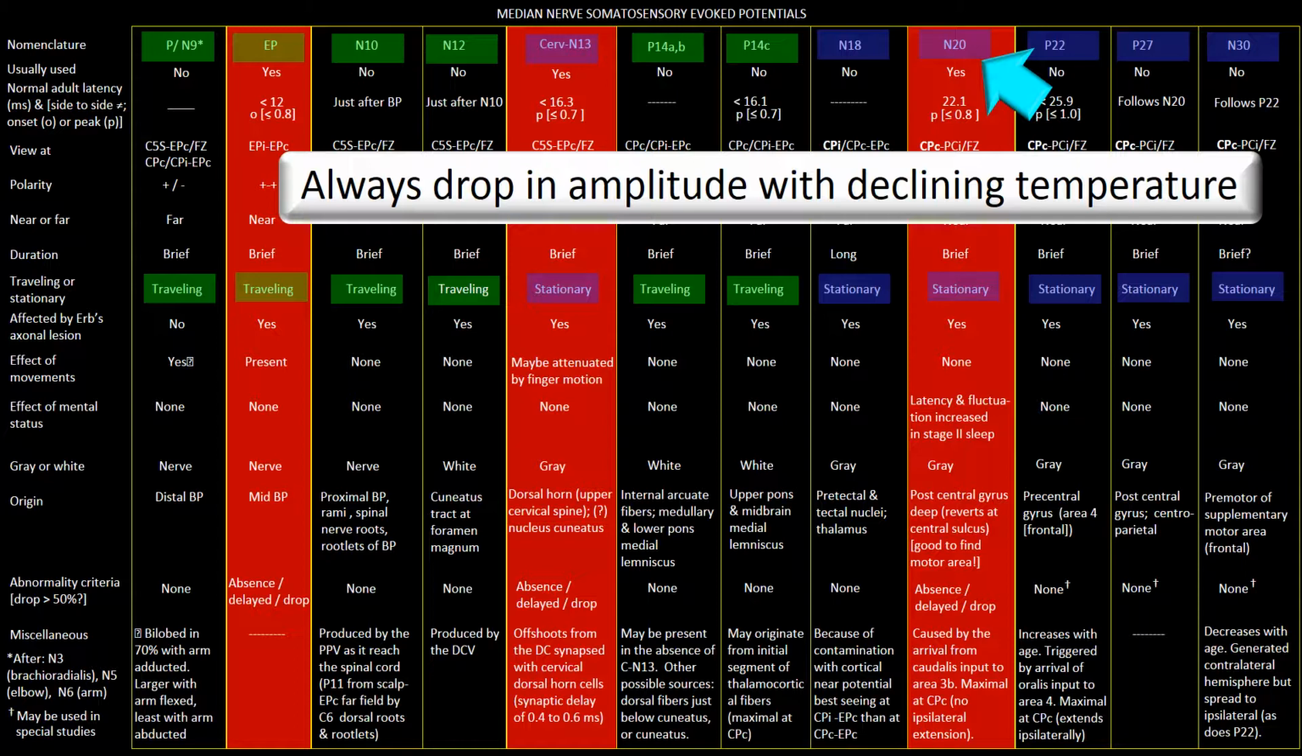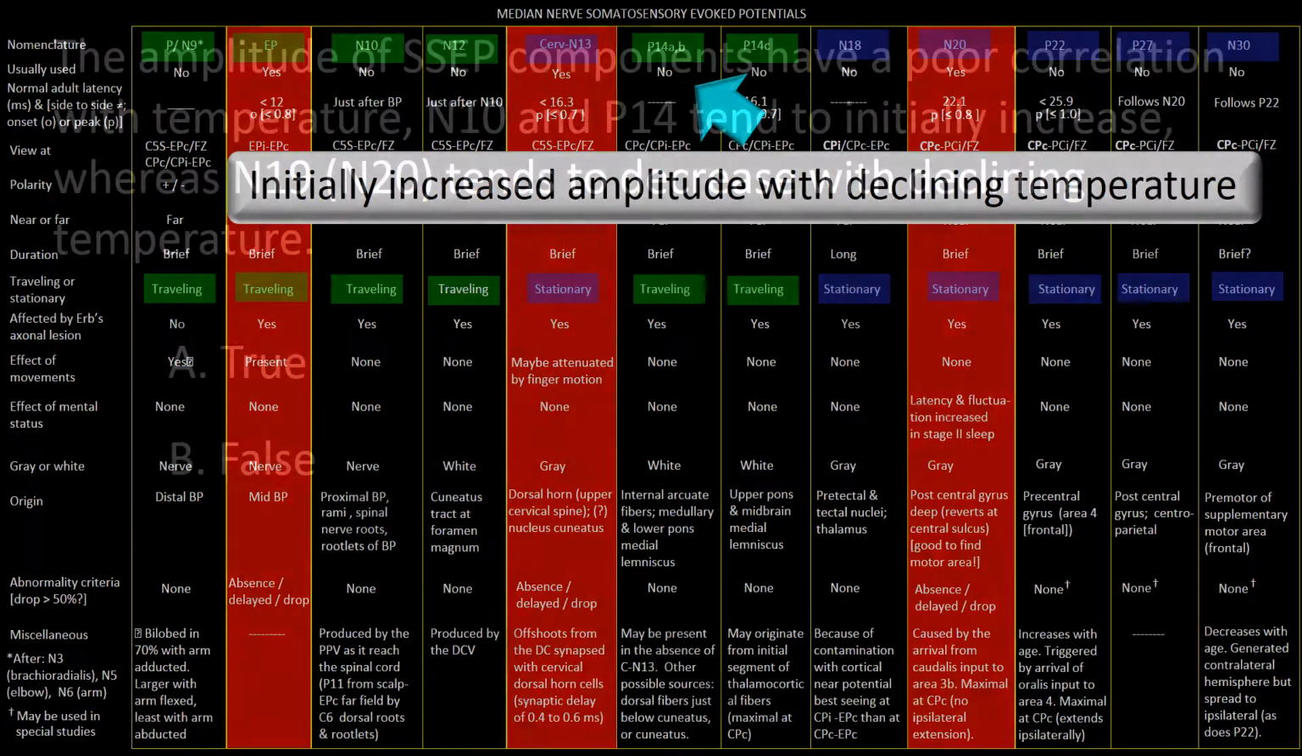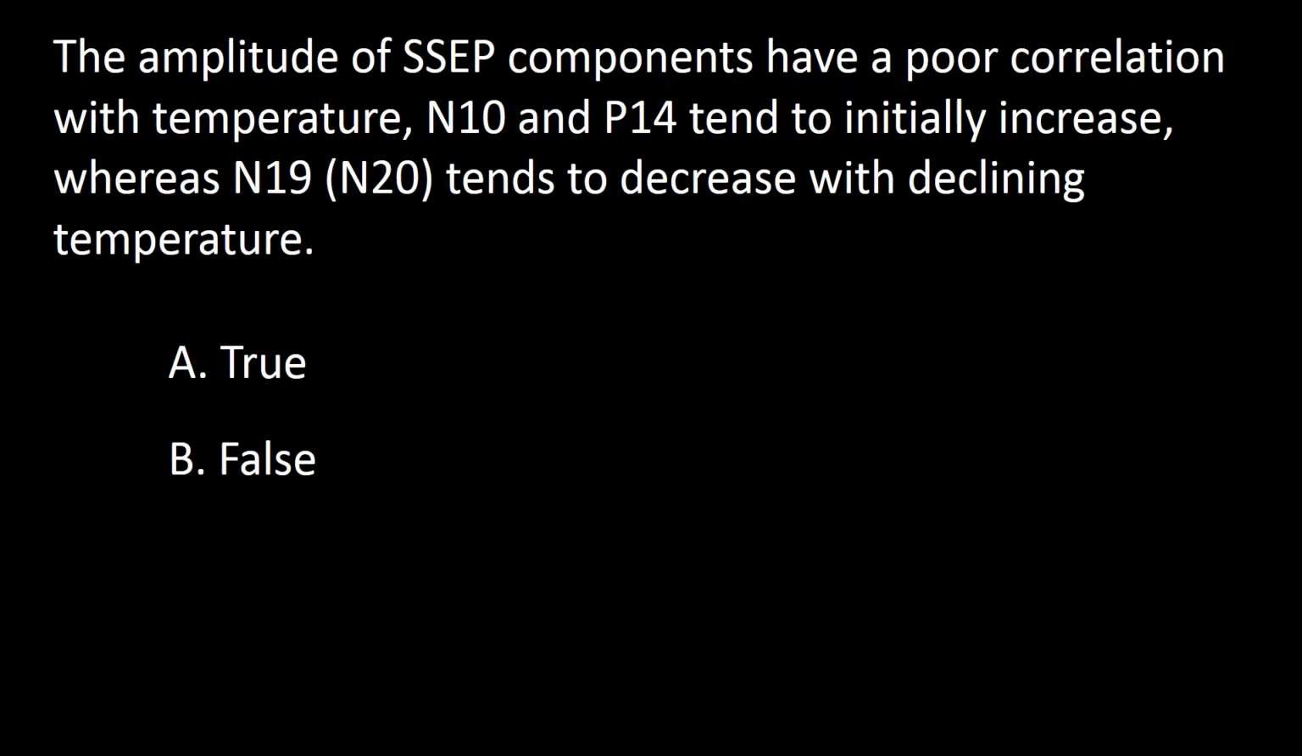N20 always drops in amplitude with declining temperature. It doesn't matter how little the decline is. N10, P14A and B, and P14C, that is the P14 complex, initially increases with declining temperature. So the answer to this question is true.